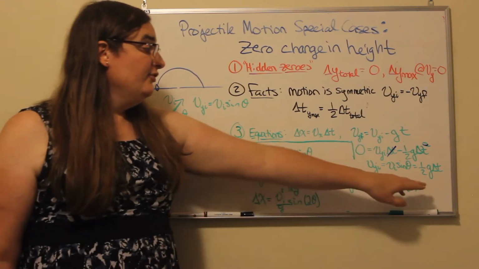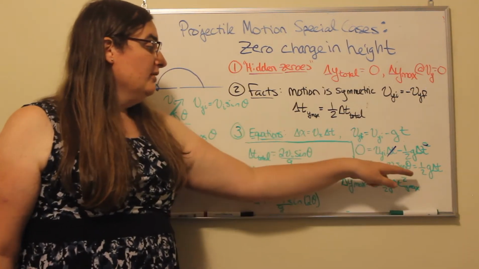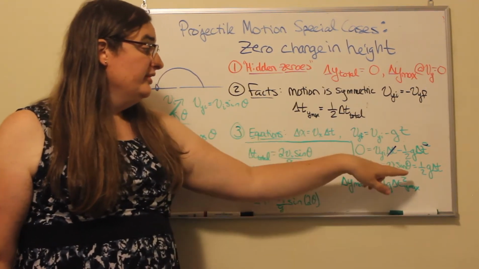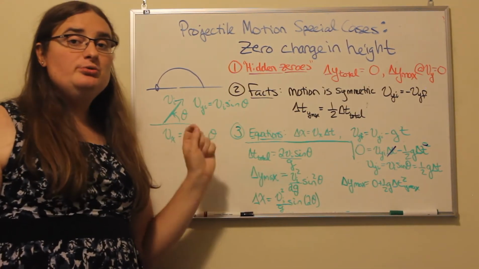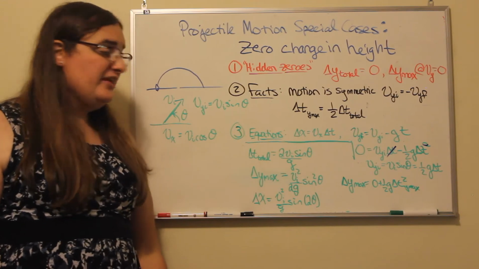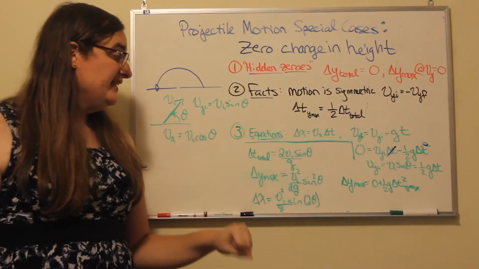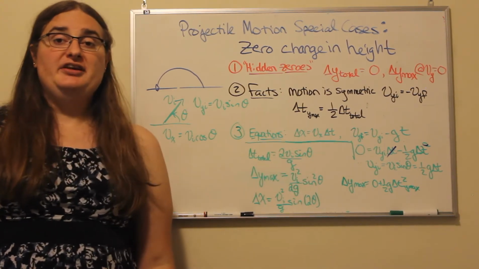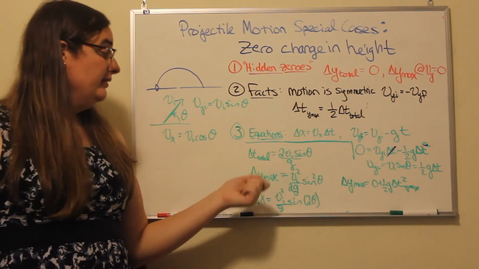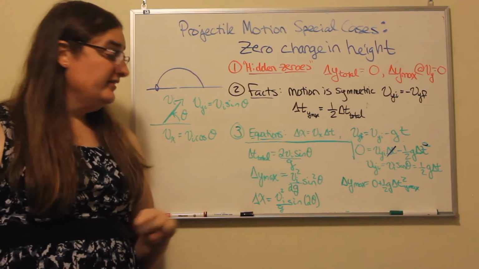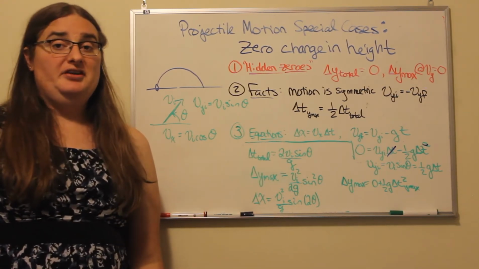And then if we want that total time, we can multiply this by 2, divide it by g, and our total time would be 2 times the speed of the object times the sine of theta divided by the strength of gravity. And the time to get to our maximum height is just the speed times the sine of theta divided by the strength of gravity.